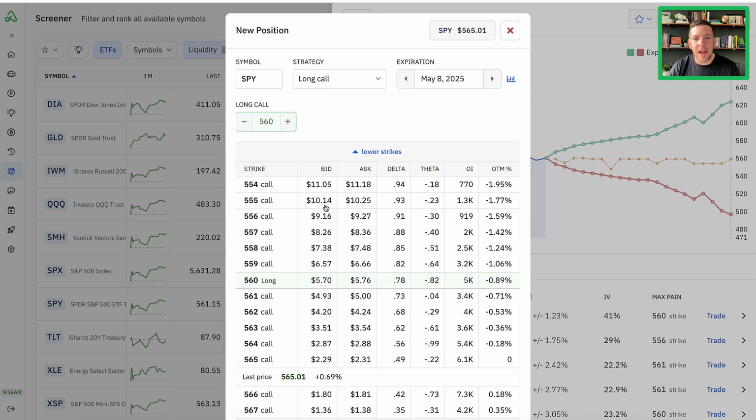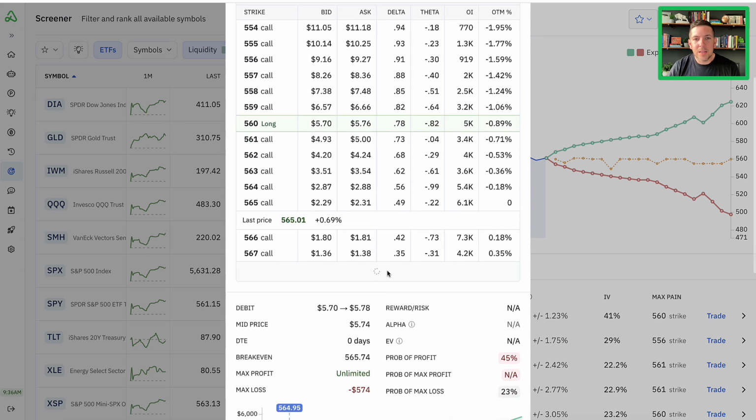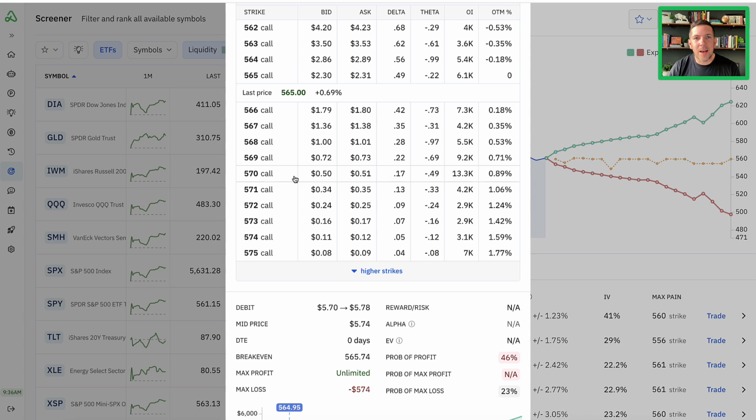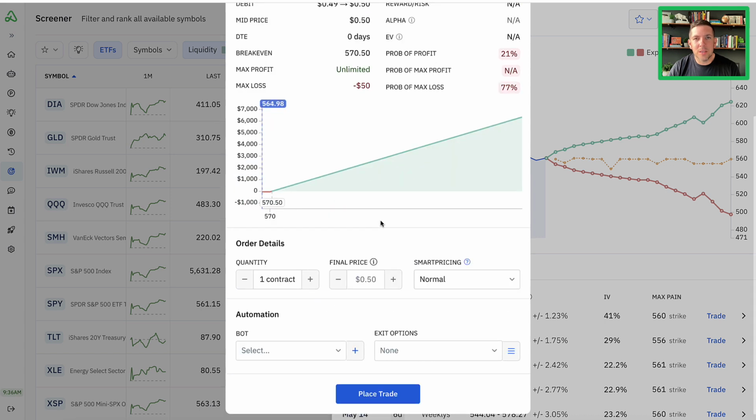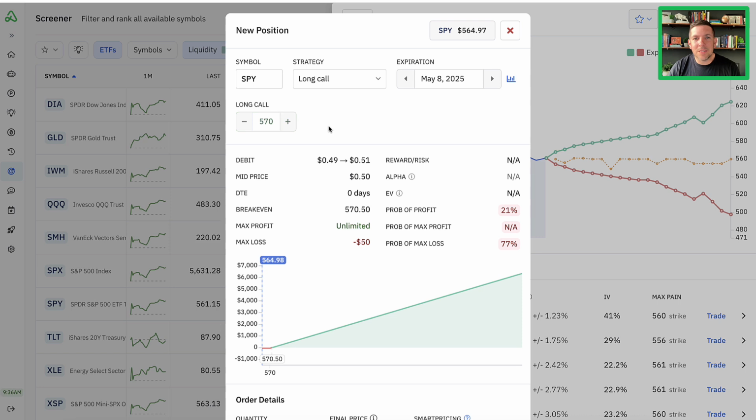So if we change this up just a little bit, let's go to an out of the money option contract. So let's go up here to a 570 call option. All right, so here is a 570 call option. Again, this is a long call. Just to give you an example, think about it on the side of the buyer. You have a 570 call option and the S&P is trading at about 565. So this contract is worth 52 cents right now, about $50.